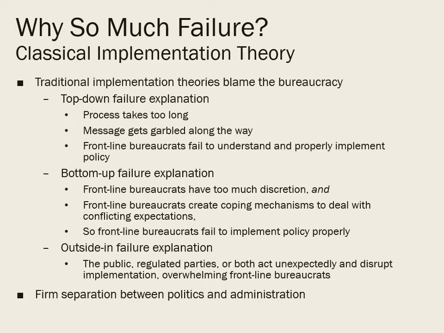The bottom-up explanation for policy failure is that there's too much discretion exercised by frontline staff, and all of that discretion throws off the implementation process. So it's these frontline staff, sometimes they're called street-level bureaucrats. These are the folks in government who work with the service users and who work with regulated parties. And they do have a lot of discretion in defining their goals and selecting the tools to meet those goals.